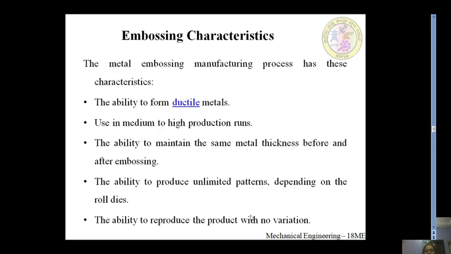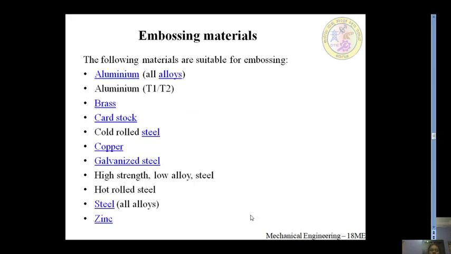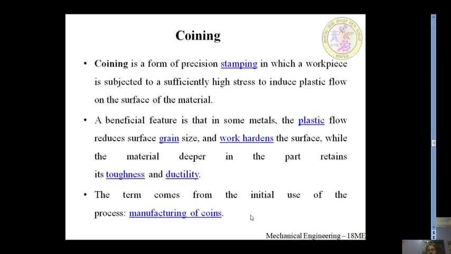So the embossing characteristics are: the ability to form ductile metals, use in medium to high production runs, the ability to maintain the same metal thickness before and after embossing, the ability to produce unlimited patterns depending on the roll dies, the ability to reproduce the product with no variation. The different materials used here are aluminum and all its alloys, brass, cardstock, cold rolled steel, copper, galvanized steel, high strength low alloy steel, hot rolled steel, all alloys of steel and zinc.